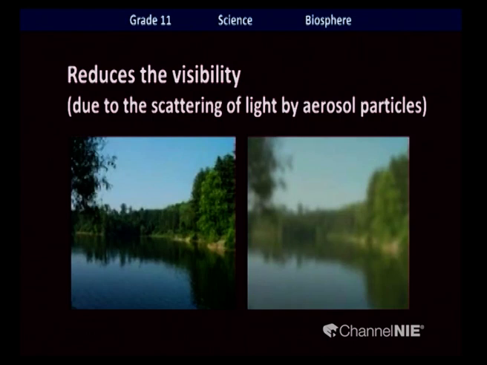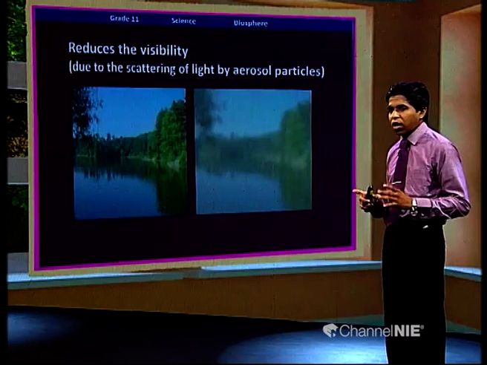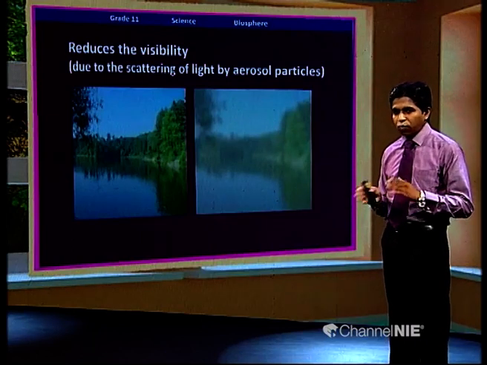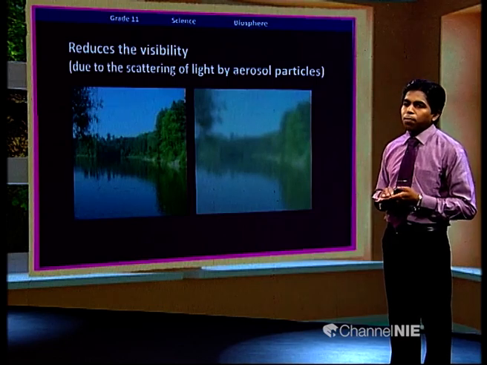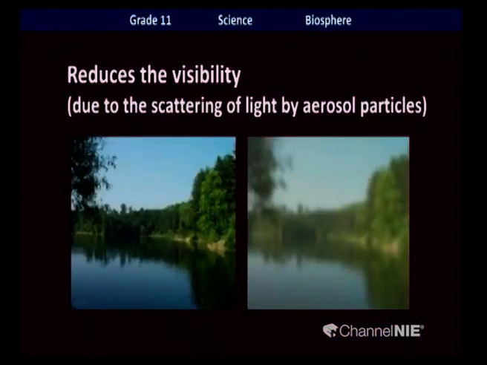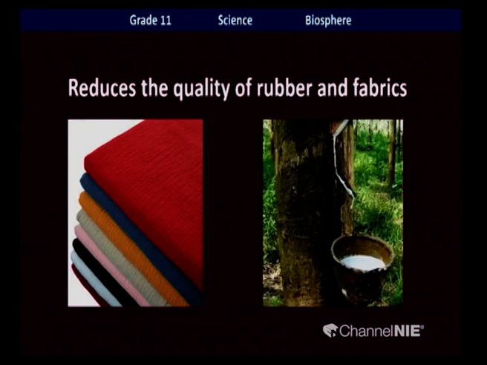Next one, reduces the visibility of the atmosphere. You can see there are two pictures. If you take a photograph in an area with photochemical smog, this photograph will not be clear due to these pollutants in the atmosphere. Next one, reduces the quality of rubber and fabrics. These secondary pollutants will degrade fabrics, clothes, garments, as well as rubber products. When they get degraded, you have to replace them soon, so it is an economic loss.